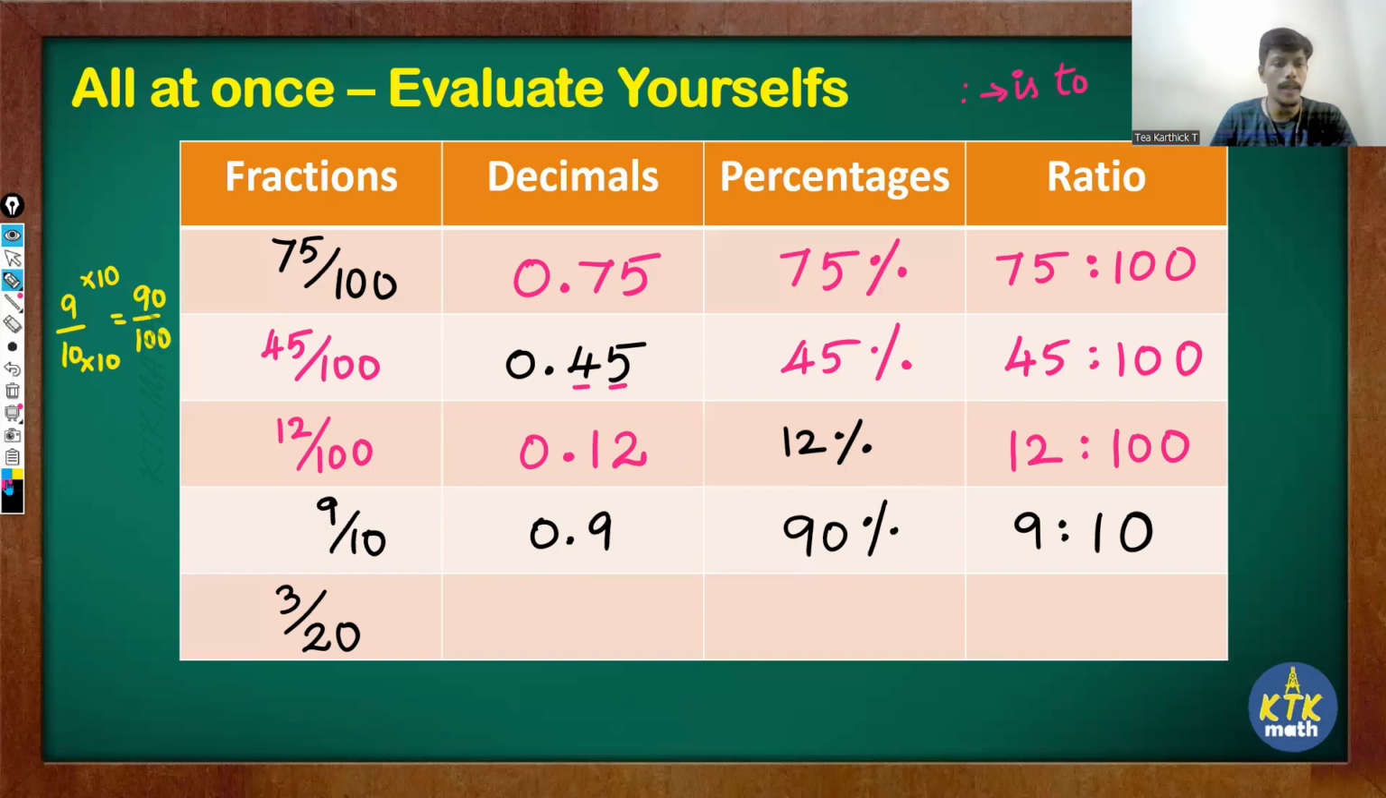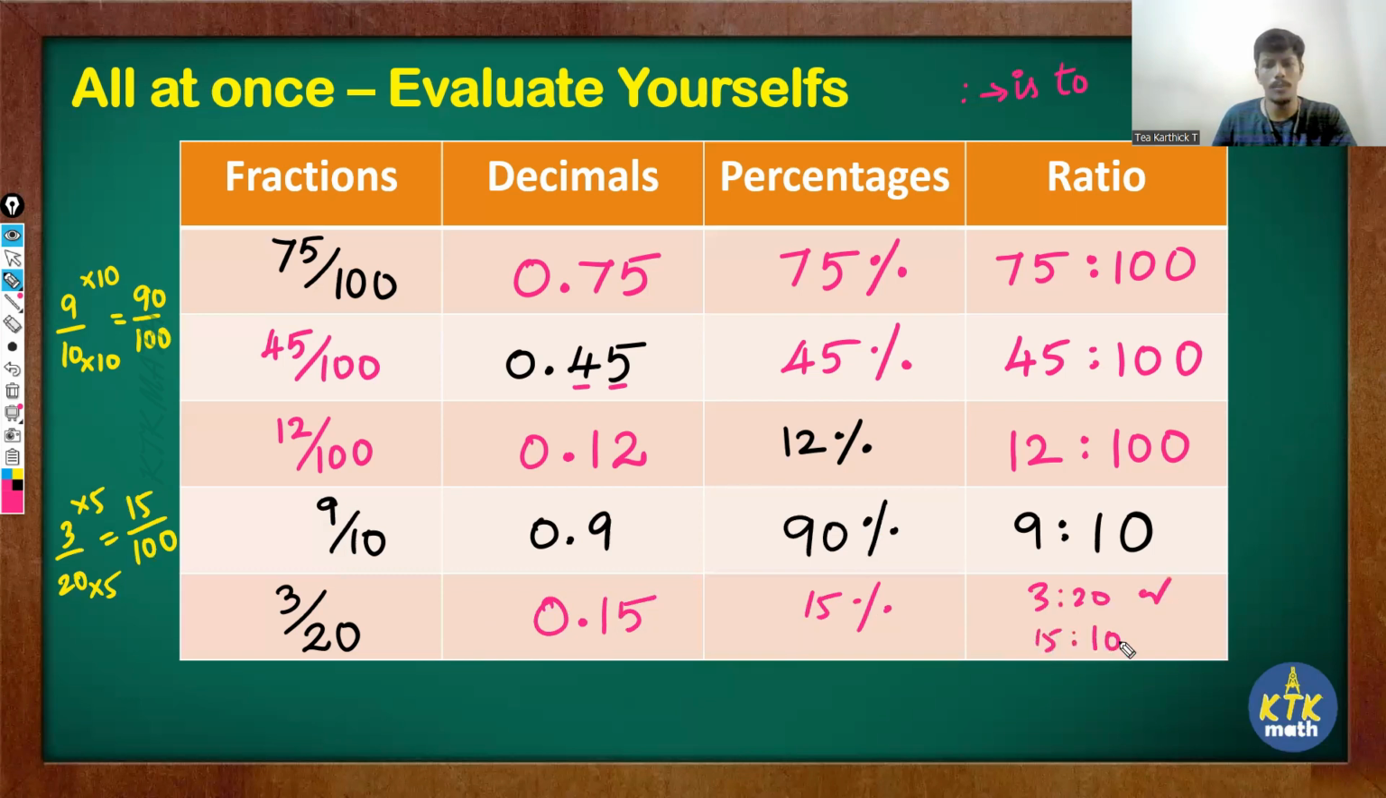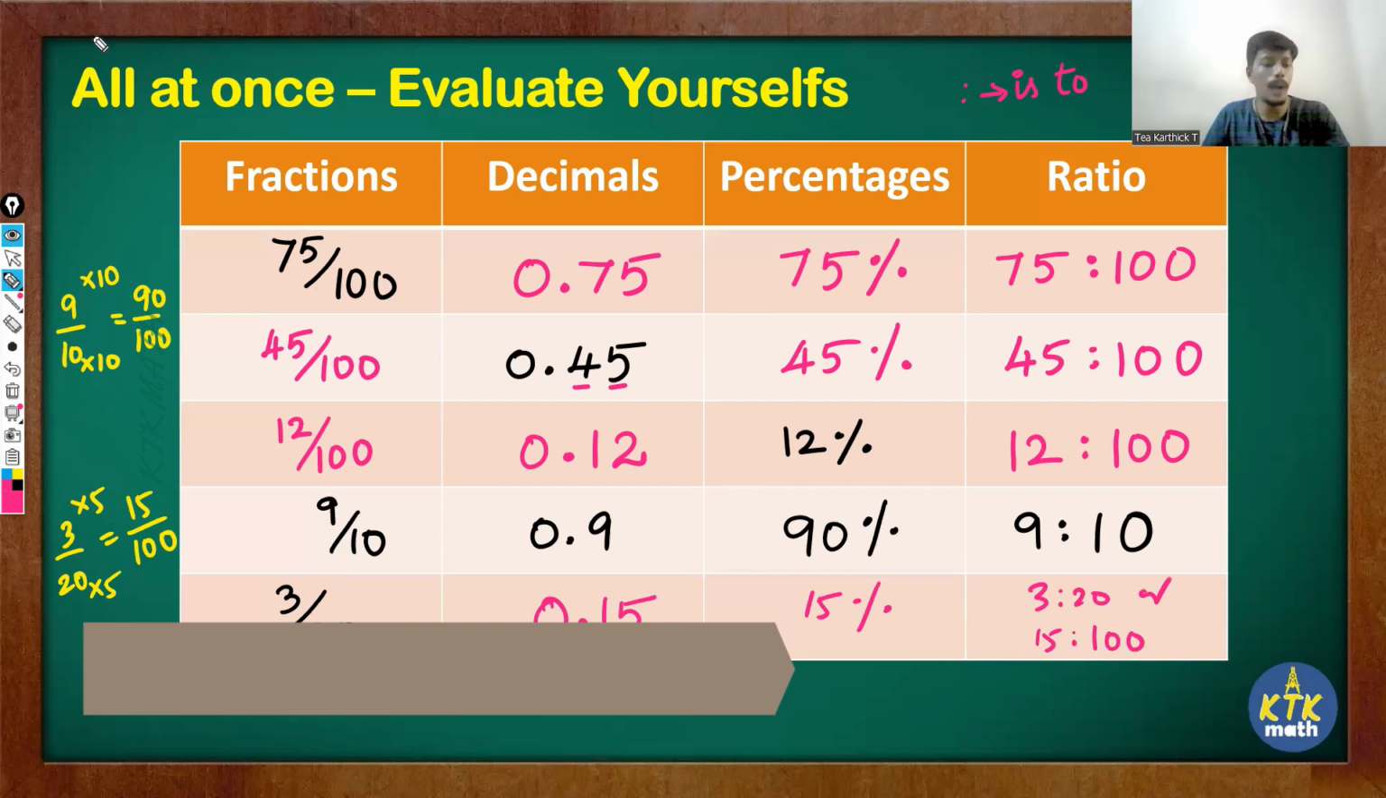Okay, the last one you are getting 3 by 20. So 3 by 20 means I need to multiply with 5 and 5. So this is going to be 15 by 100. 20 multiplied with 5 is 100. So 15 by 100 means what do I need to write? 15 percentage. And you will be writing here 0.15. And here you can write either 3 is to 20 or you can write 15 is to 100 also. This is going to be a simplified form only, as I told you. It's your choice. Both are correct.